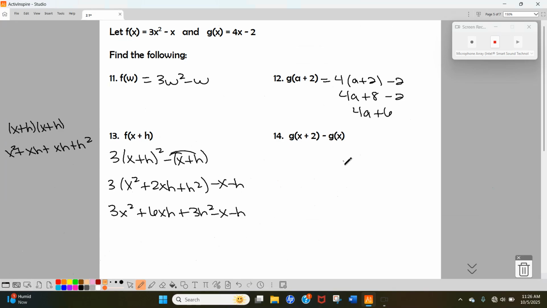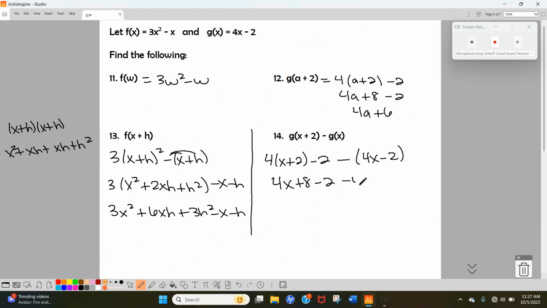All right, so then number 14, they want g of x plus 2, which is really what we just did up here with an a, so you could cheat off of yourself, but we'll go ahead and say we're replacing x with x plus 2. So that's g of x plus 2, and then subtract the original function. So we get 4x plus 8 minus 2 minus 4x plus 2. So those would cancel, we just end up with 8.